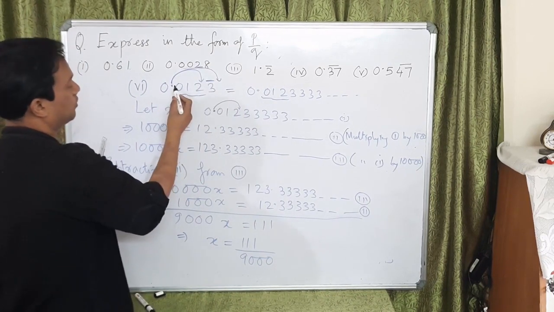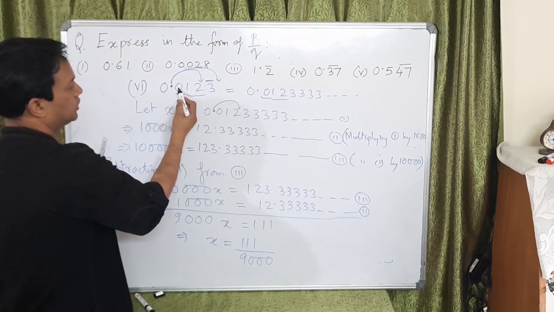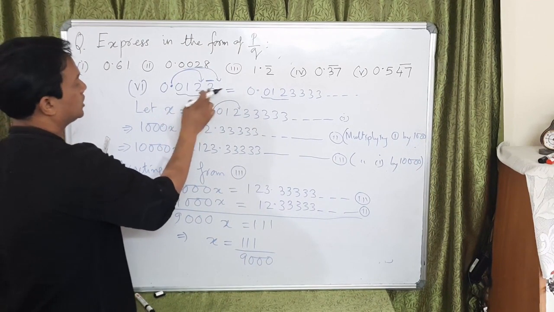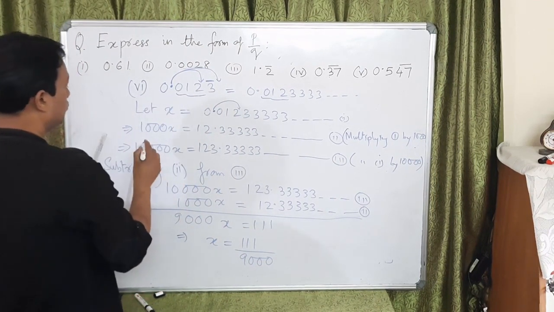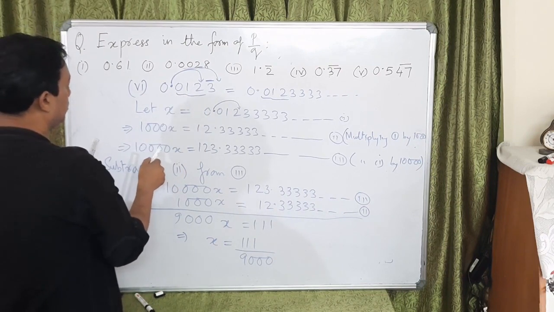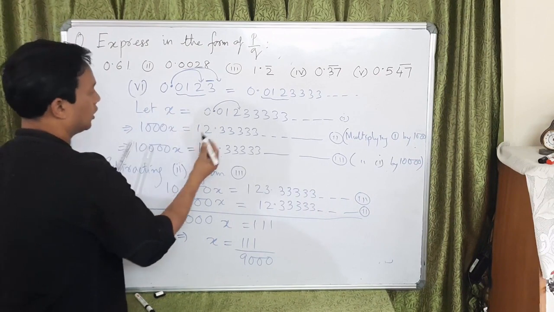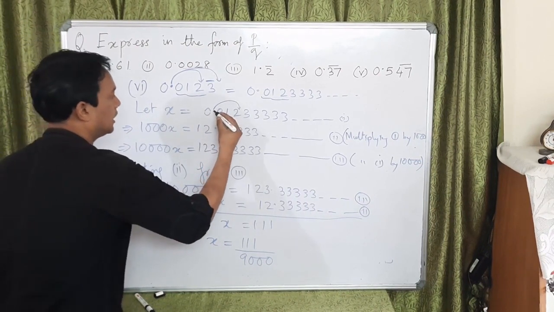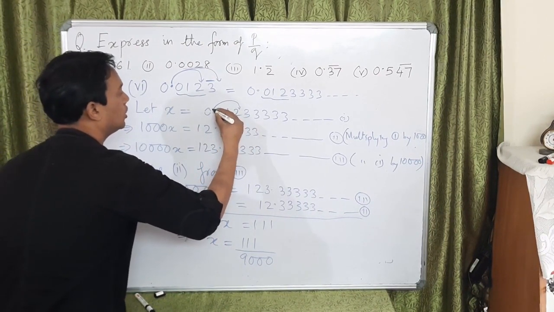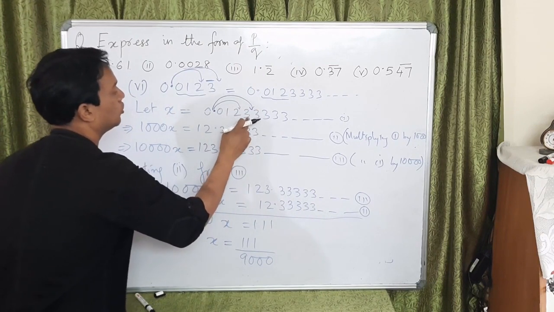Now again count from the beginning, from here. 1, 2, 3, 4 places. So we need to go 4 places. 4 places means 4 zeros, 10,000. So you're multiplying equation 1 by 10,000. Now you're going 4 places. See, from here 1, 2, 3, 4. So you'll go till here.